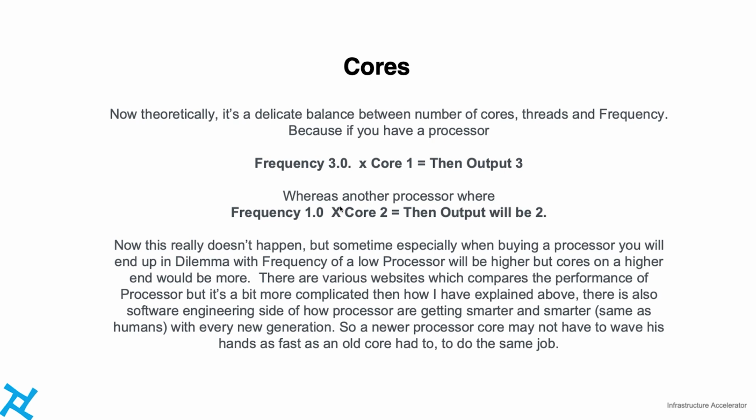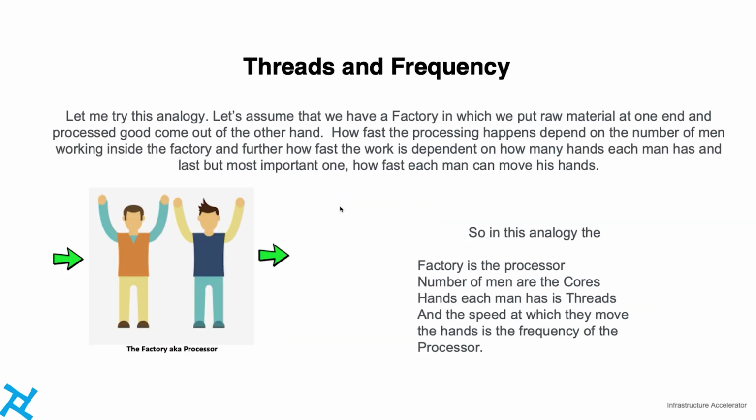Okay, now that's the basic understanding. So once again, the factory is the processor, the number of men inside the factory are the cores, the two hands of each man are the number of threads, and how fast they move the two hands is the frequency. And overall, this tells you how good a processor is.